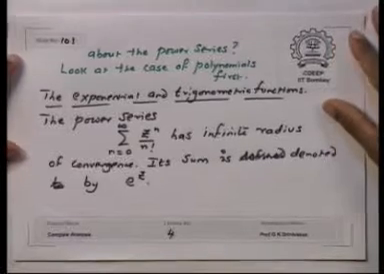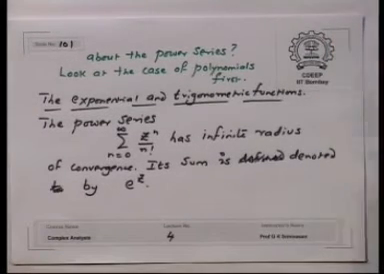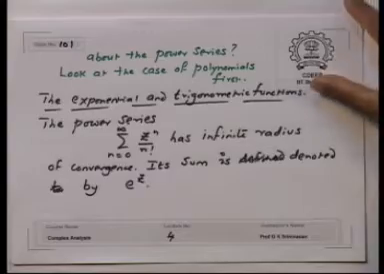Okay, that's the problem. The exponential and the trigonometric functions. The power series sigma n from 0 to infinity z to the power n upon n factorial has infinite radius of convergence, as we have seen. The sum of the power series is denoted by e to the power z.